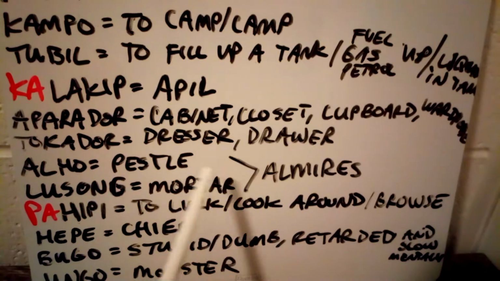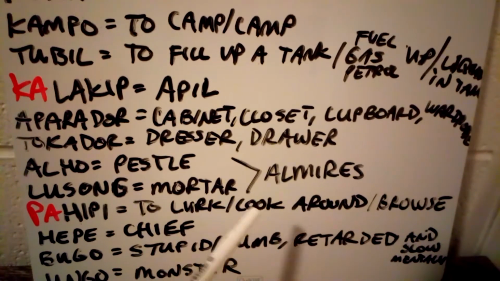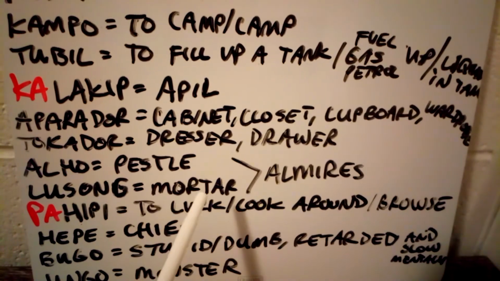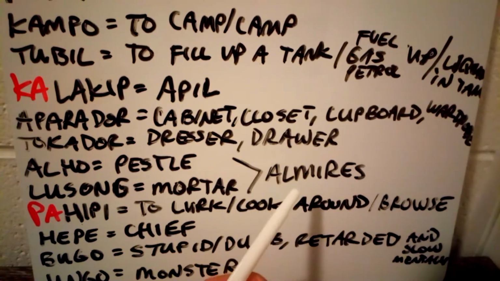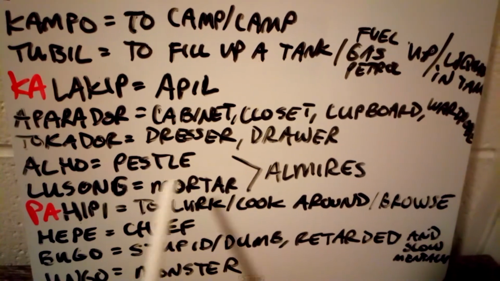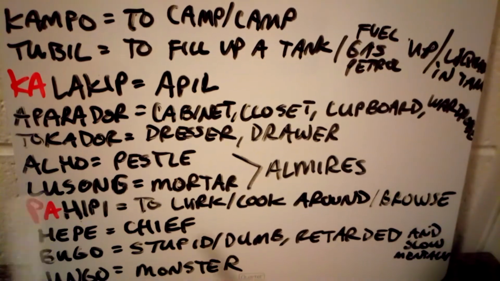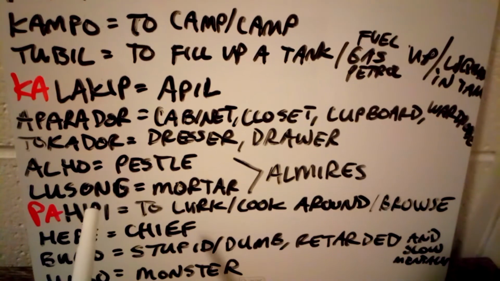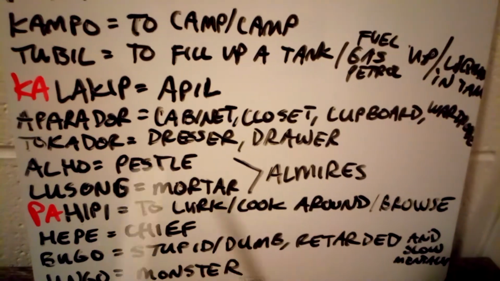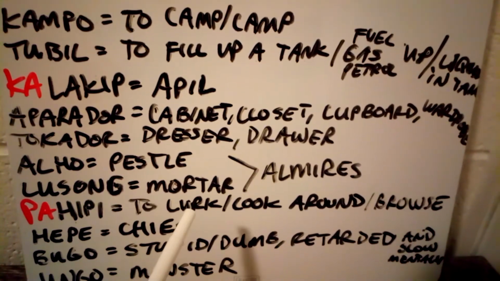Now, in English, we don't have a word for that. But in Cebuano and Spanish and other languages, they actually have a word for it. The Cebuano borrowed it from Spanish. So in Cebuano, we call it almirez, and almirez is just a whole set of pestle and mortar. Because in English, you have to say pestle and mortar. The set altogether is called almirez. Alho is the pestle and the lusong is a mortar.